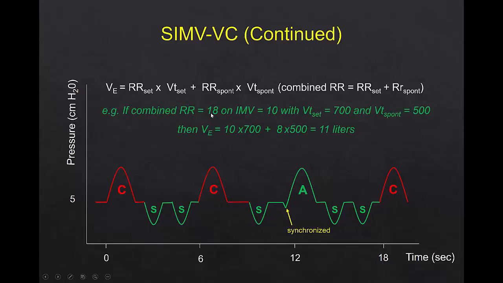So if the combined rate's 18, patient plus machine, they're breathing 18 times a minute, and the machine is set IMV of 10 with a tidal volume of 700, and their own breaths when they breathe spontaneously are 500, we now know that the 10 machine breaths each give a mandatory 700 cc's. That's the setting. And the 8 patient breaths, we found out the patient's taking 500. They can take any size they want. These are not mandatory. So if we add up 7 liters from the machine, the big green ones, and another 4 liters from these little guys, we wind up with a minute ventilation of 11 liters per minute.